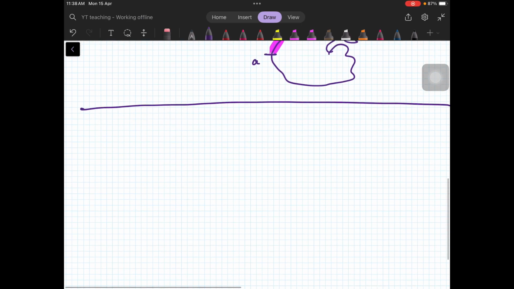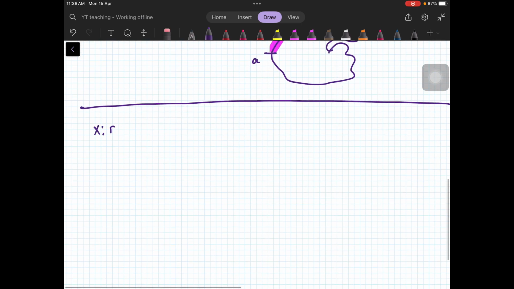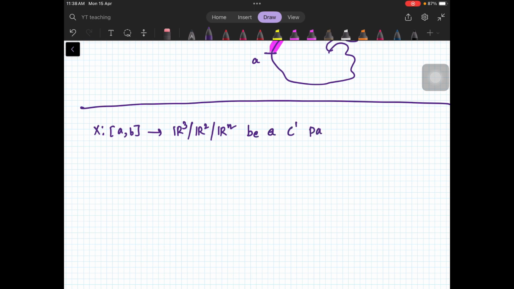So what are the assumptions I am taking? I am saying that x from [a, b] to R cube or R square, or you can have any R^n, right? You can go to 4 dimension, you can go to 5 dimension and so on. Let it be a C1 path. Okay, so you should not be scared. Sometimes I have seen students, they are scared when they see this C1, C0. They are very simple terms. If you let them scare you, then you will be scared of them forever, right? So just learn them. It's very simple.